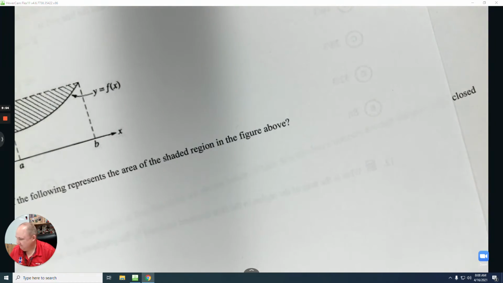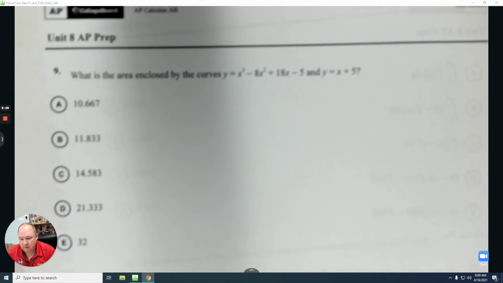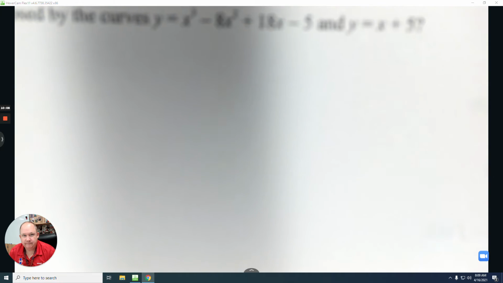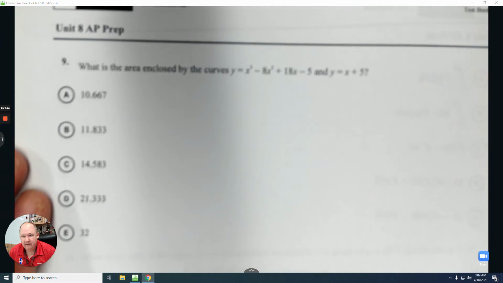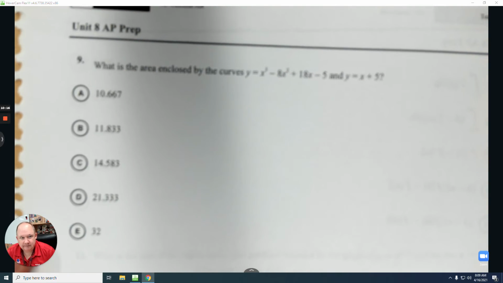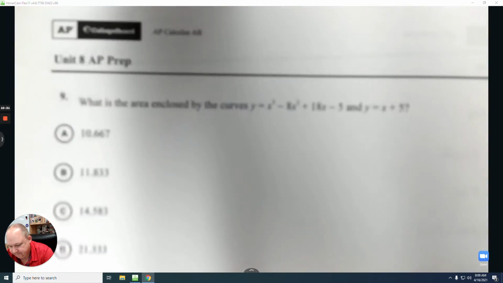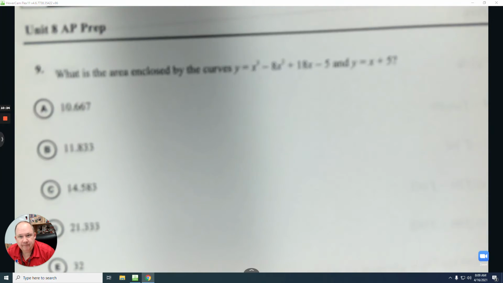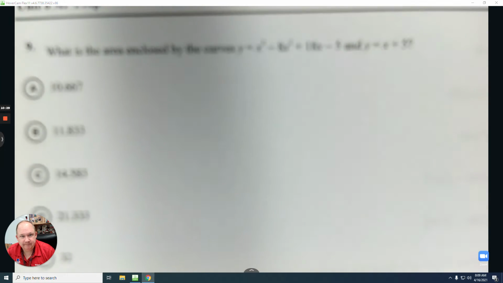Sorry about that. Now we're back here. Number 9. What is the area enclosed by those two curves? Oops. See if I can get it focused in. I know it's a little blurry. I'm always playing with the focus on this camera and hoping it actually focuses.